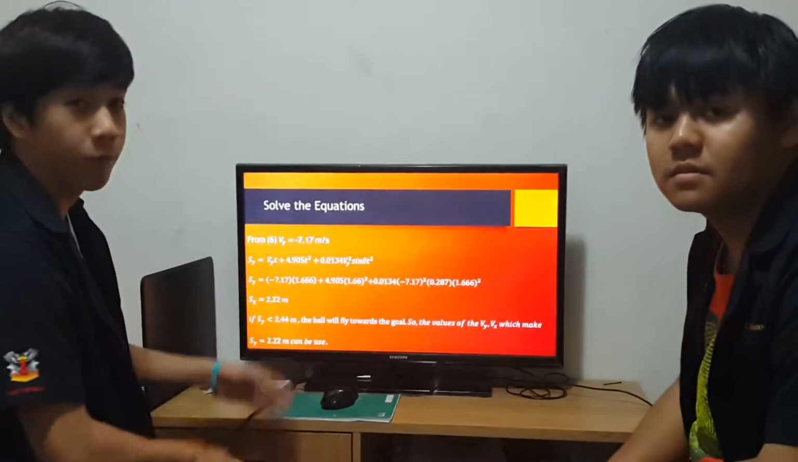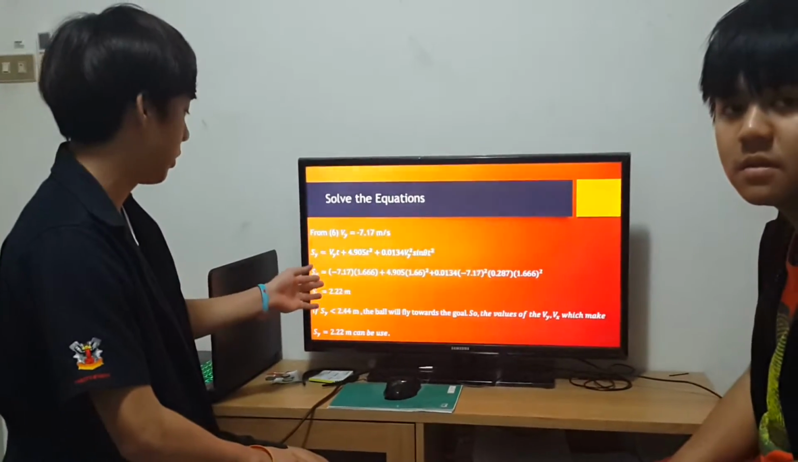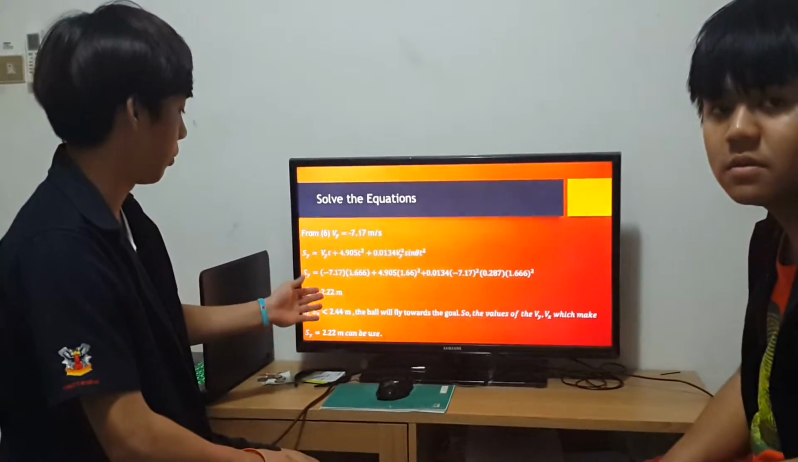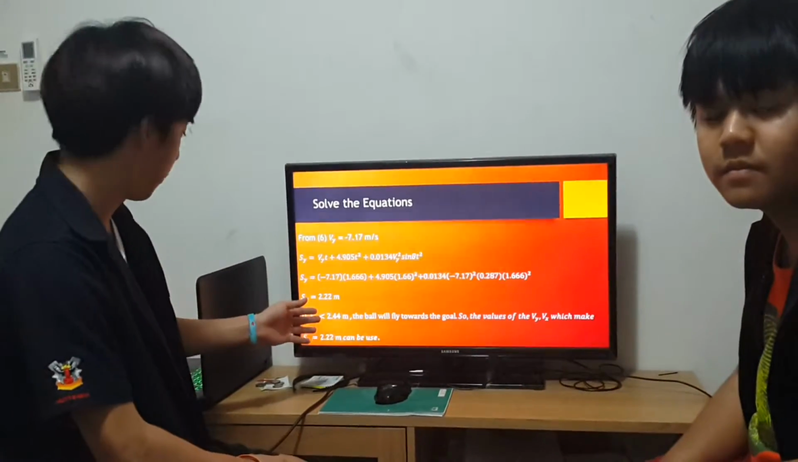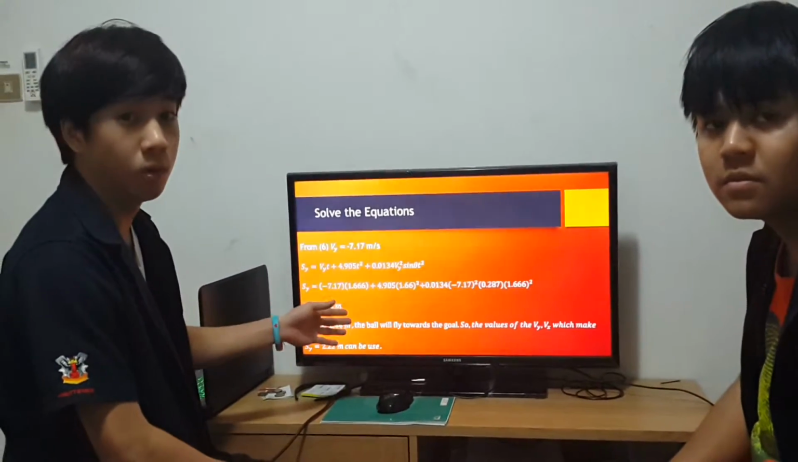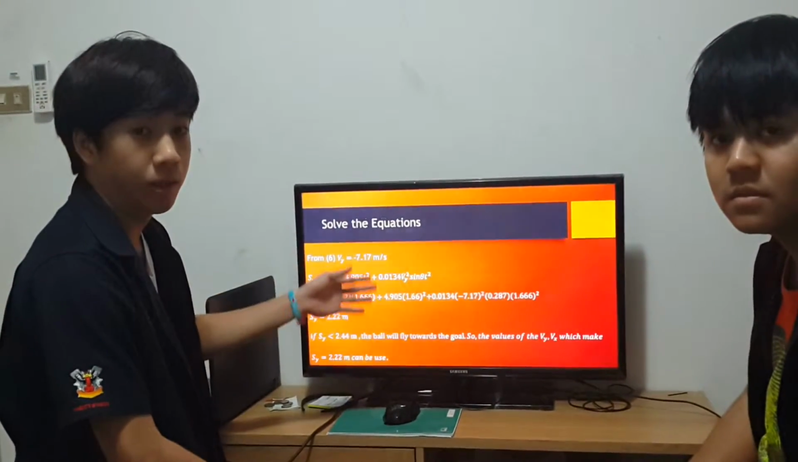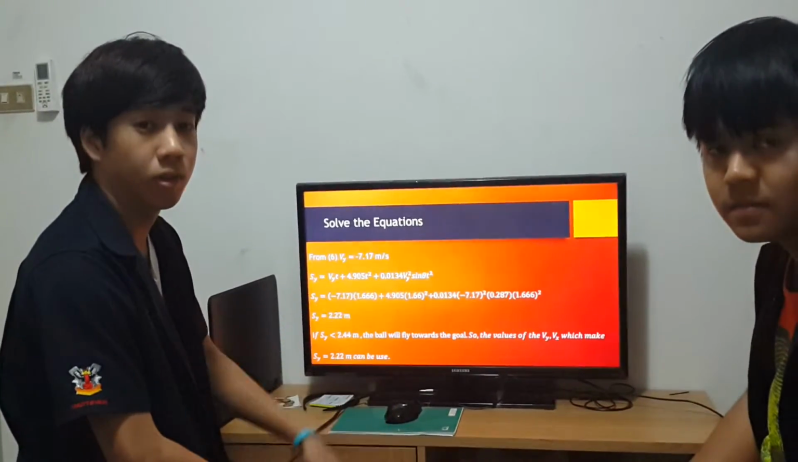In this slide, we find the displacement in the y-axis. The value is 2.22 meters, which is less than 2.44 meters. So the ball will fly towards the goal. That means the velocities that we use in the y-axis and x-axis are correct.